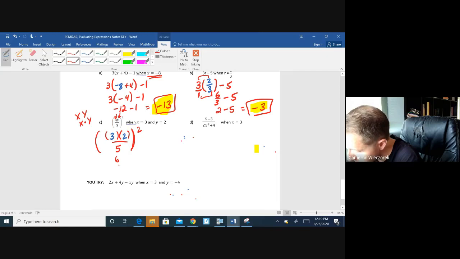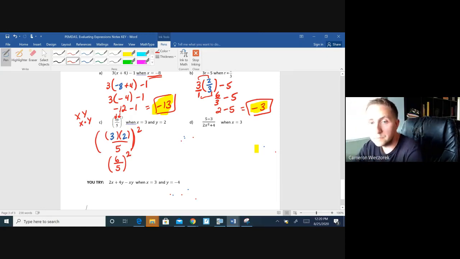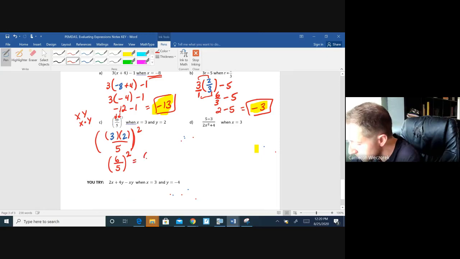So I'm doing the multiplication on the top. 6 over 5 squared. When you square a fraction, it's the same as squaring a whole number. It means you have to multiply it by itself. So this would be 6 over 5 times another copy of 6 over 5. Tops get multiplied, 36. Bottoms get multiplied, 25.